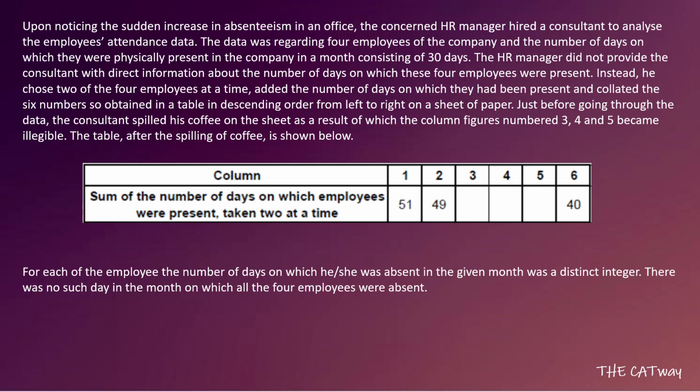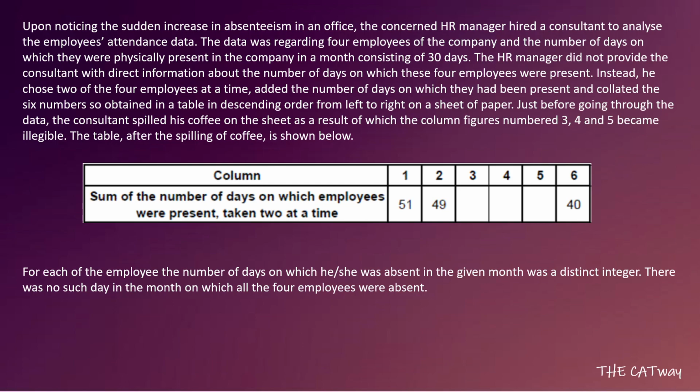The HR manager did not provide the consultant with direct information about the number of days on which these 4 employees were present. Instead, he chose 2 of the 4 employees at a time, added the number of days on which they had been present, and collated the 6 numbers so obtained in a table in descending order from left to right on a sheet of paper. Just before going through the data, the consultant spilled his coffee on the sheet, as a result of which the column figure number 3, 4 and 5 became illegible. The table after spilling of the coffee is shown as below.